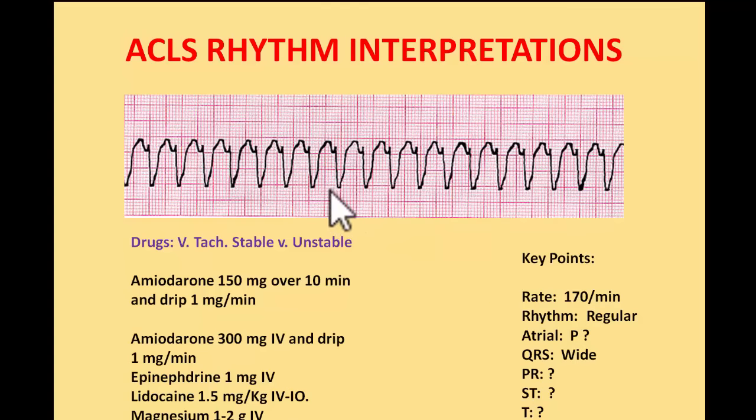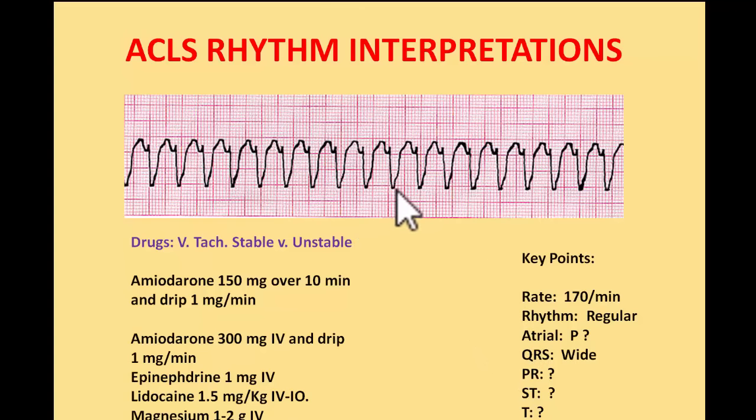All right, now we are moving into what looks like a wide QRS tachycardia. If you look at the peaks here, there are approximately two big boxes. That is like 150, 160 to 170 per minute. And the QRS complexes are wide. We don't see any P waves. The T waves seem to be okay. It's hard to say since we are looking at a rhythm strip. And this is an example of a ventricular tachycardia.